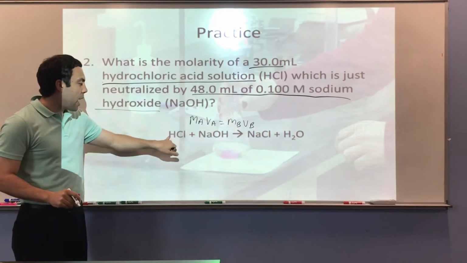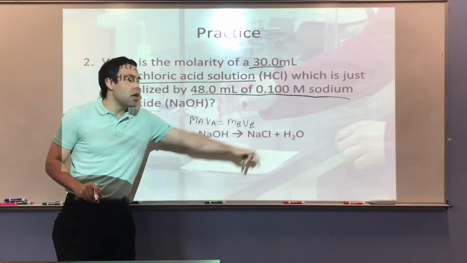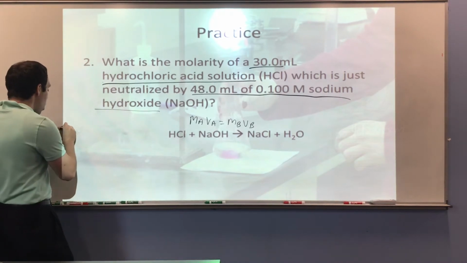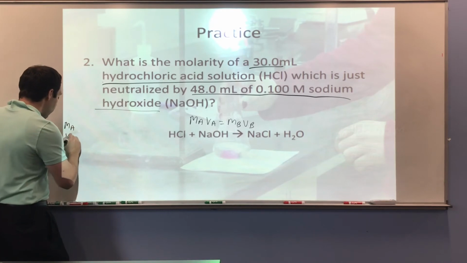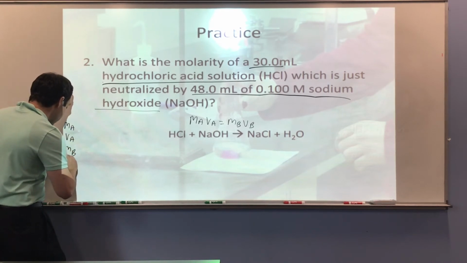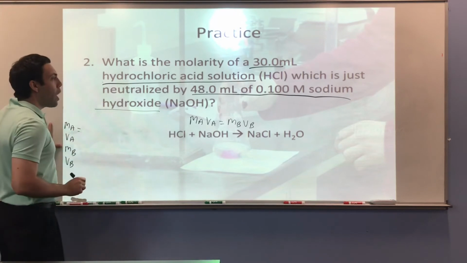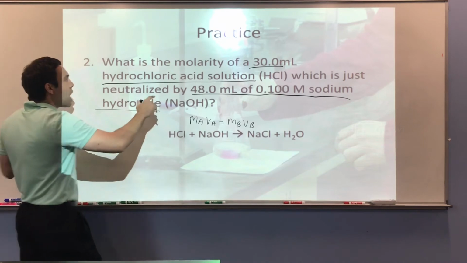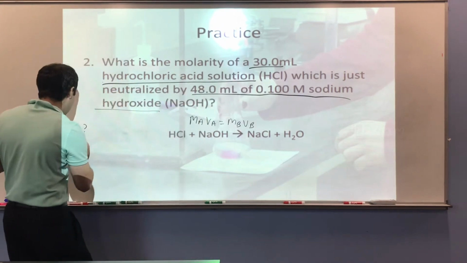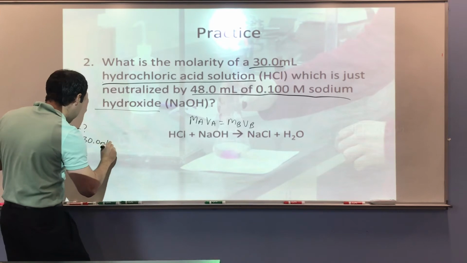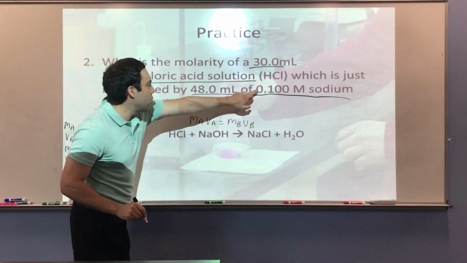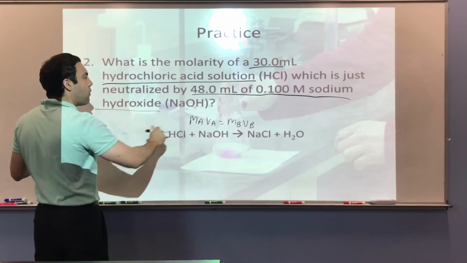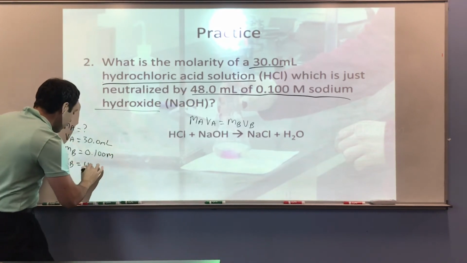Once again, same formula, HCl plus NaOH goes to NaCl plus H2O, so it's a 1-to-1 ratio. We don't have to do anything extra. So we write our known and unknown values, Ma, Va, Mb, Vb. Our Ma is unknown. Our volume of our acid, hydrochloric acid, is 30.0 milliliters. Our molarity of our base, sodium hydroxide, is 0.100 molar. And our volume of our base is 48.0 milliliters.